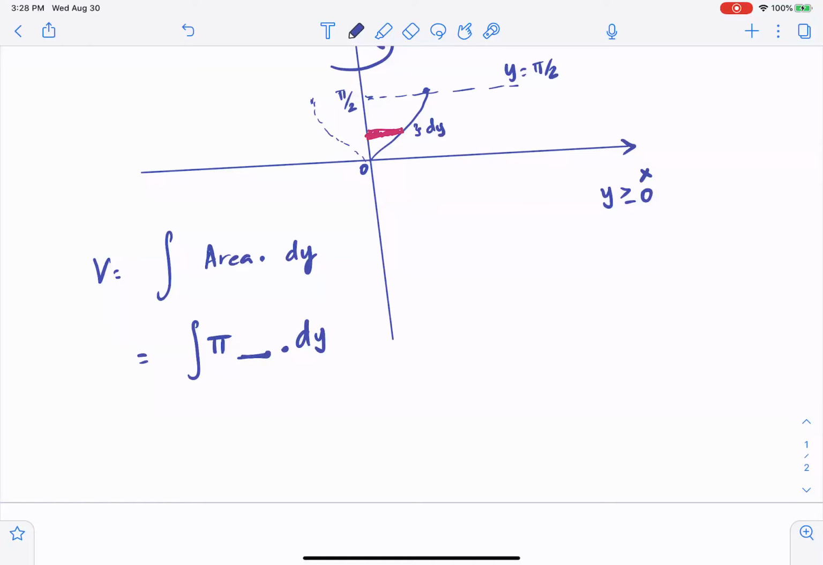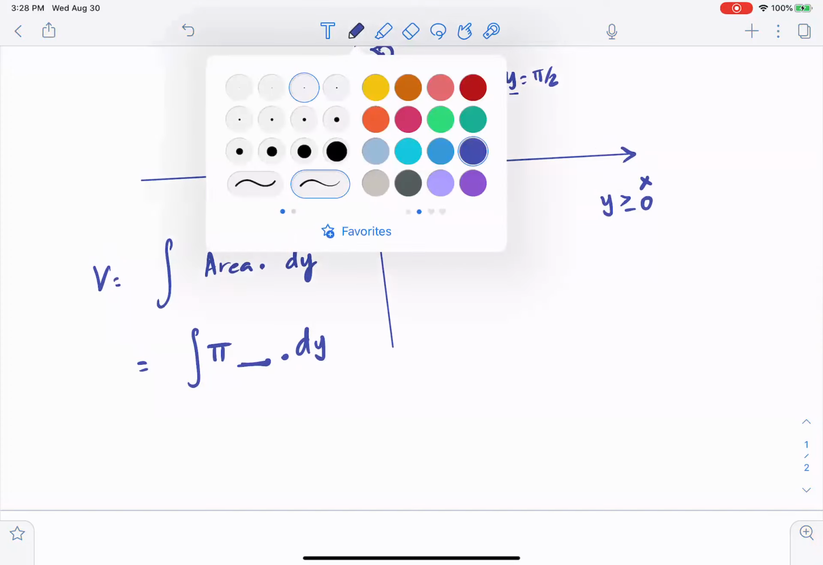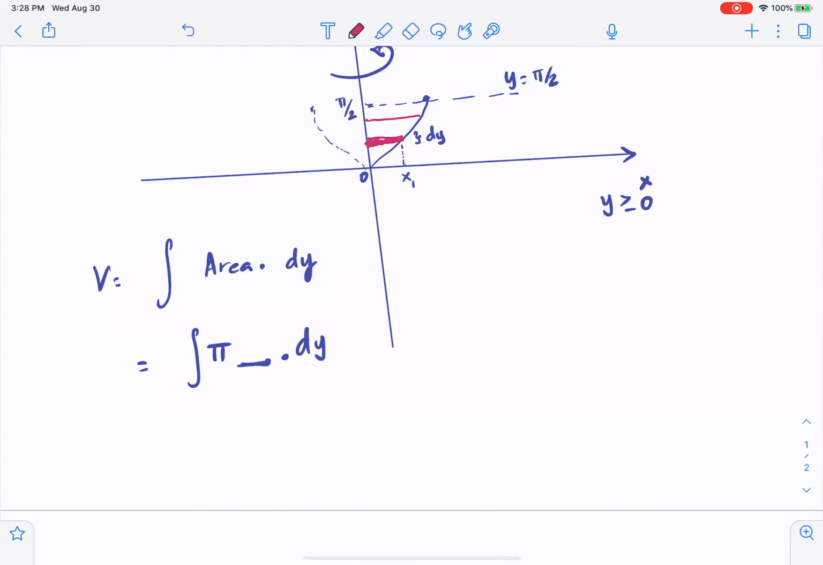The radius of this strip is going to be some arbitrary x. So if I move this strip up and down, the first time I drew x, I'll call it x1, put it in another position, moving the strip up, I get another x position. So as I move the strip up and down, in other words, I move the disk from 0 all the way up to pi over 2, x values are changing. x is going to tell me the radius of the disk.